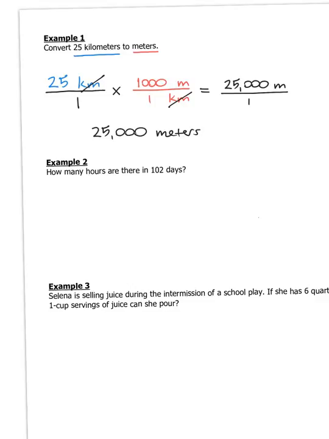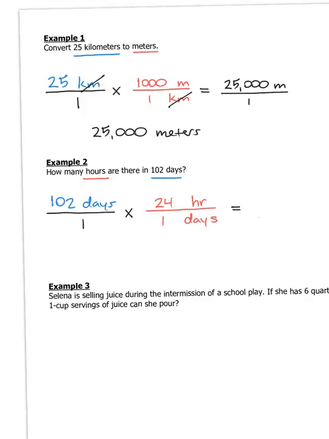Example 2, how many hours are there in 102 days? So we're going to start with what we were given, 102 days. I'm going to put that over 1, and then I'm going to think about what my unit conversion factor is. I want to get rid of days, so it needs to go in the denominator here. I want to go to hours as my new unit, so it goes here. And so now, this is just the reverse of what we did on the front side. This time, hours is going to go on the top. There are 24 hours in 1 day on the bottom.